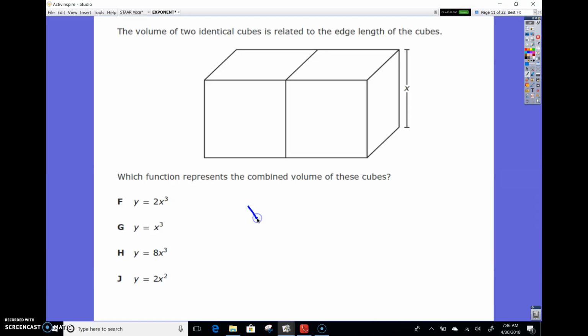Okay, x. We're looking for volume, right? So x times x times x equals x cubed. But there's 2 of them, so we have 2x cubed.